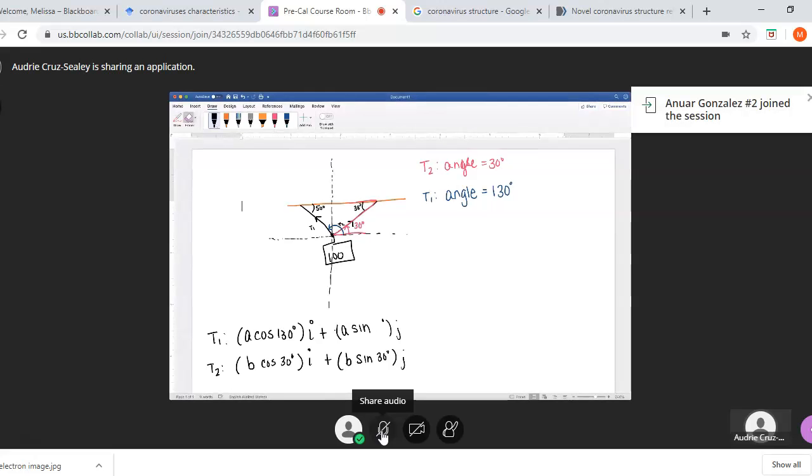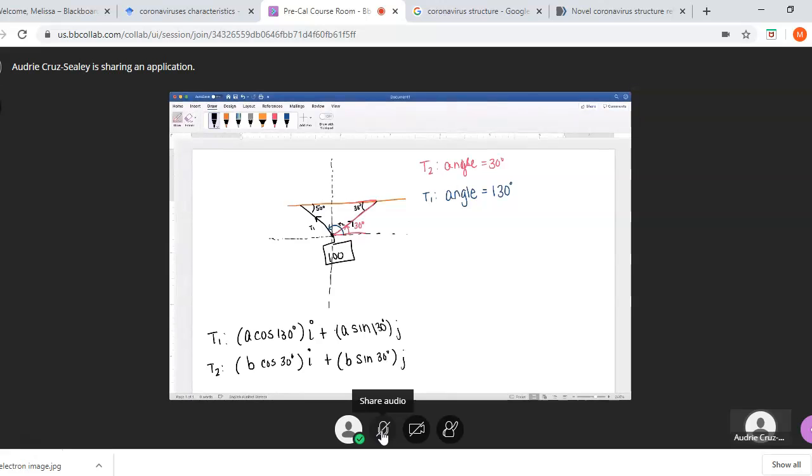Okay. So we don't know what the magnitudes are. We know what the angles are. We found those. We're okay with that. But we don't know what the magnitudes are. So that's what we're trying to figure out. Does this make sense? So far so good on these? On my setup? Yes. Okay.